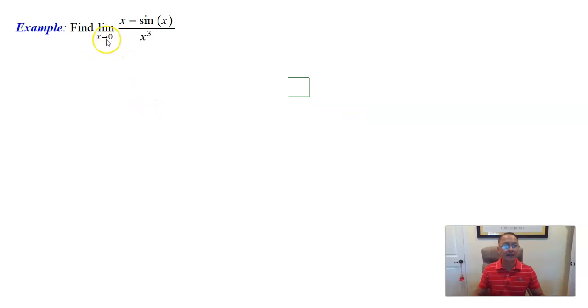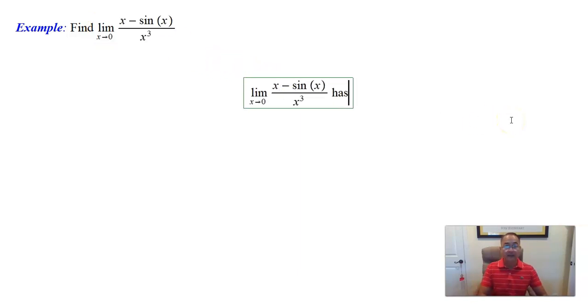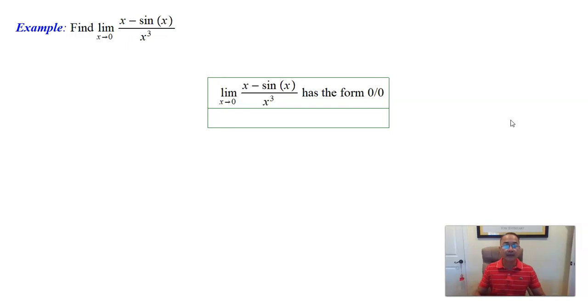Next example. Limit as x approaches 0, x minus sine of x all over x cubed. Earlier we saw sine of x over x, but this is a little bit more complicated. We have x cubed in the denominator. X and sine of x both go to 0 as x goes to 0. So the denominator goes to 0, the numerator also goes to 0. Again, this has the form 0 over 0, so we are allowed to use L'Hopital's rule.